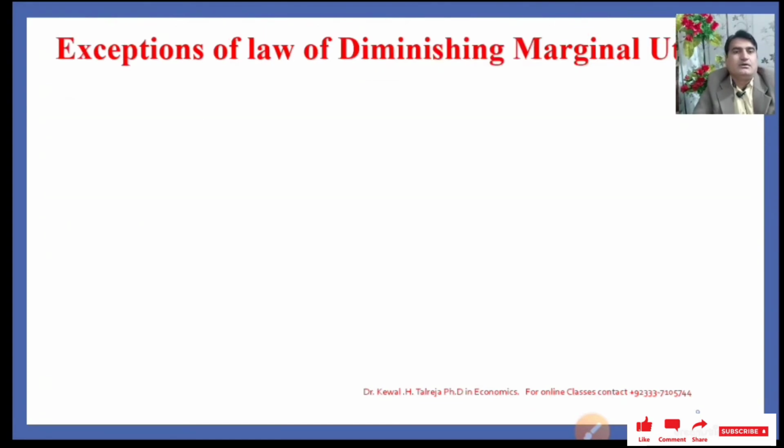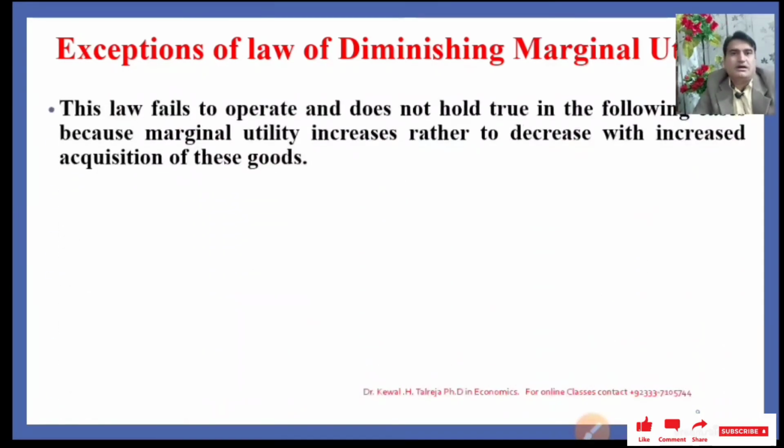So now we are going to discuss the exceptions to the law of diminishing marginal utility. Exceptions tell us when this law fails. The law of diminishing marginal utility fails to operate and does not hold true in the following cases, because the marginal utility increases rather than decreases with increased acquisition of these goods.